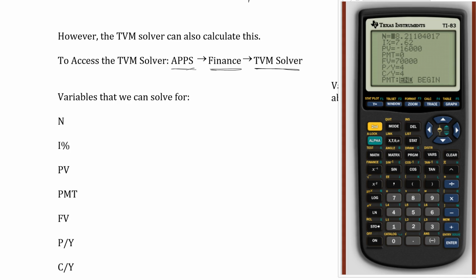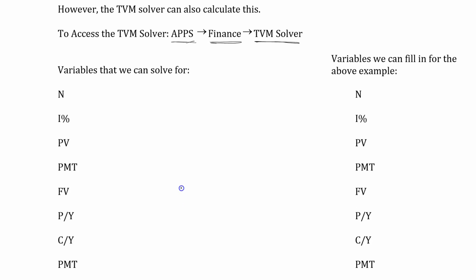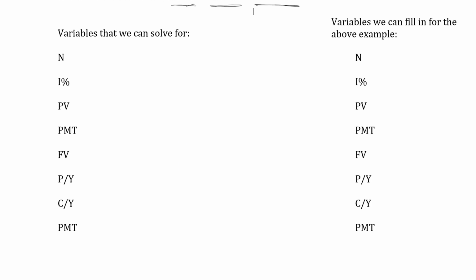What do all these things mean? Let's talk about it. So here are the variables that we can solve for. N is just like our other n there. It's the number of compounding periods in total. The I% is the interest rate, or annual interest rate.